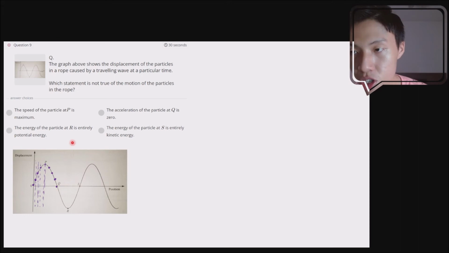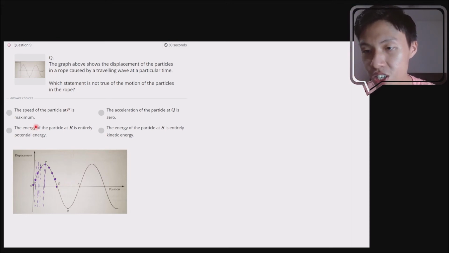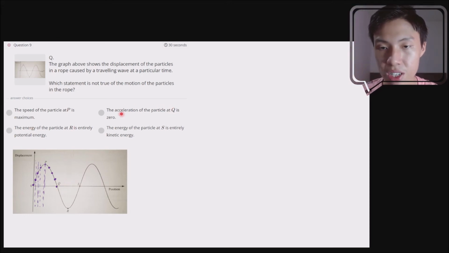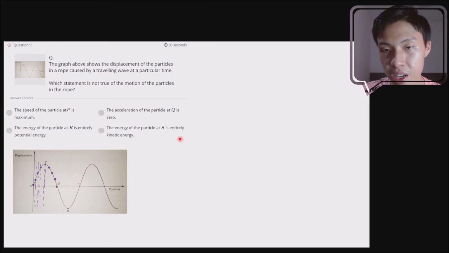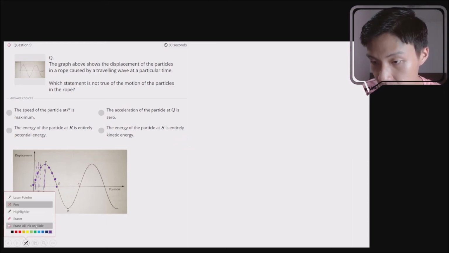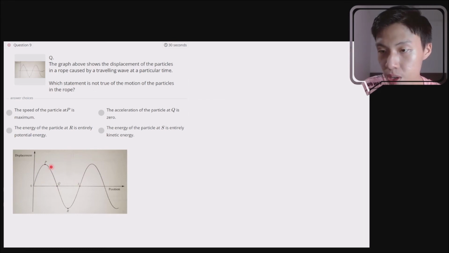Okay, so they ask for the speed at p, the energy at r, the acceleration at q, and the energy at s. So they are asking about things that we learned for SHM in chapter 9. So let's try to do a bit of refresh on chapter 9. Let's clear all the things here. We know that we have 4 points, P, Q, R, and S. I know that P and R are at their amplitude, whereas Q and S are at equilibrium.